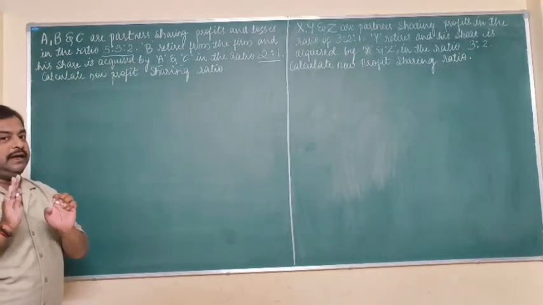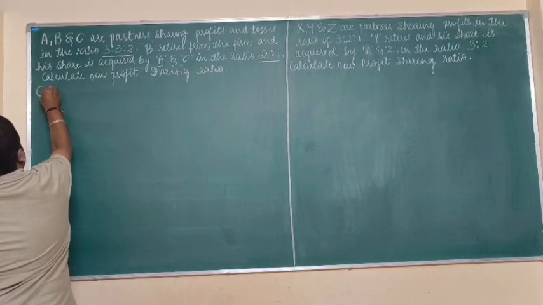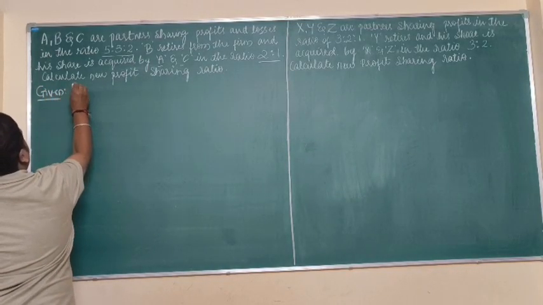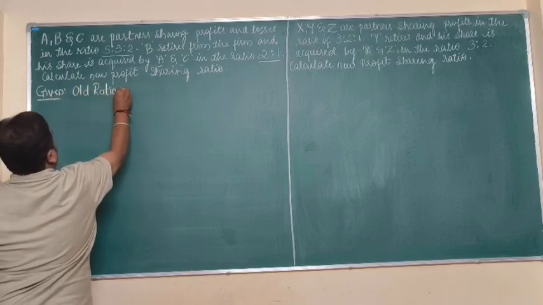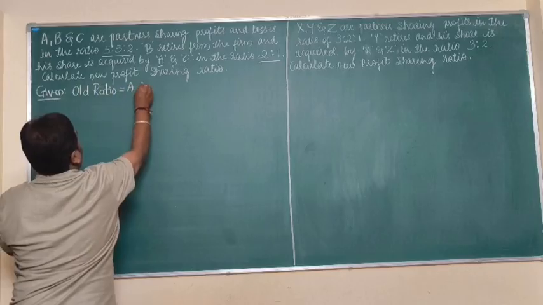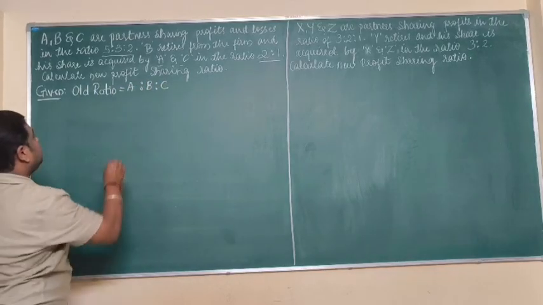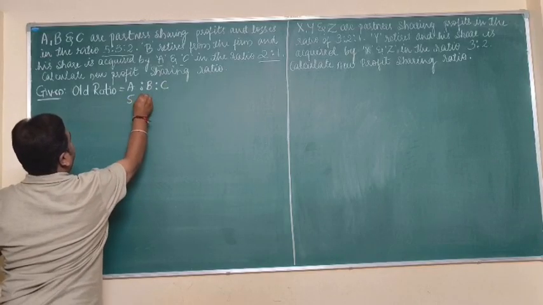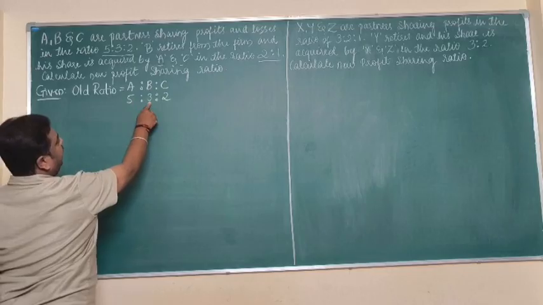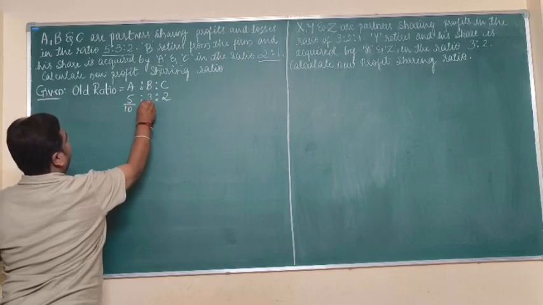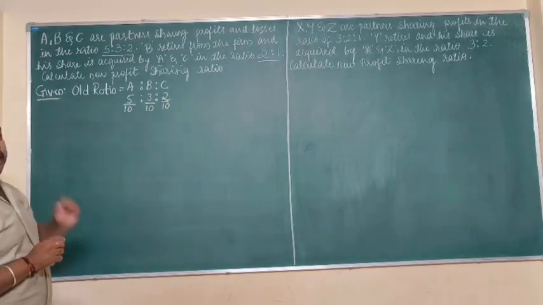We will not leave our method here. First we shall write what is given. So, starting with the question, given: old ratio is equal to A is to B is to C. Okay, what is their ratio? 5:3:2. So 5 plus 3, 8 plus 2, 10. 5/10, 3/10 and 2/10. This is our old ratio.